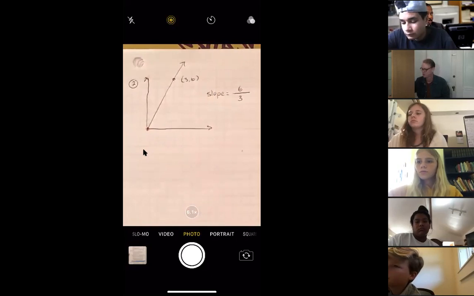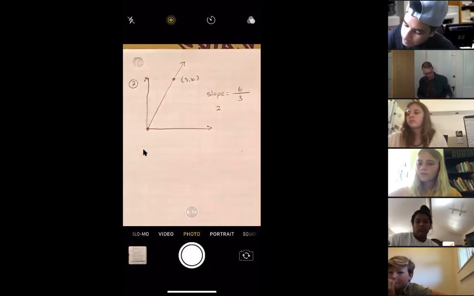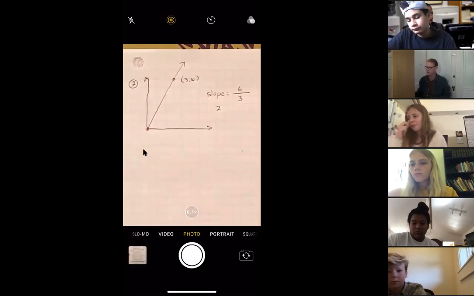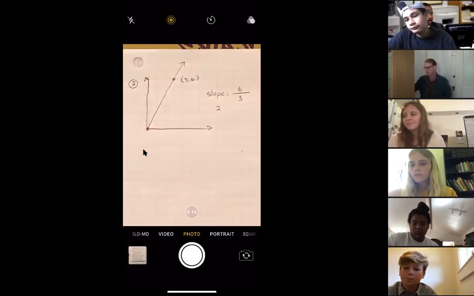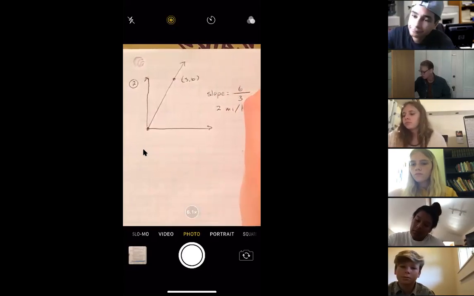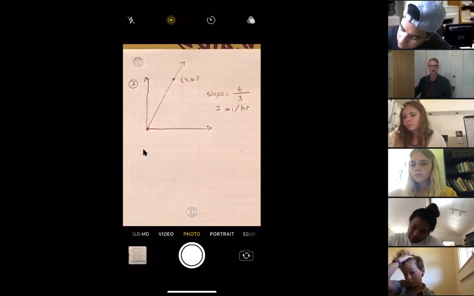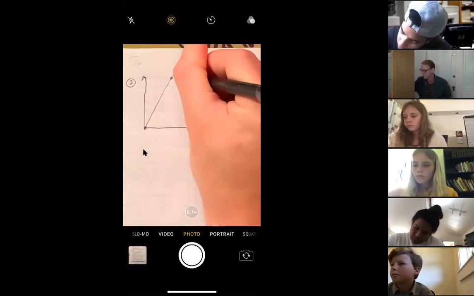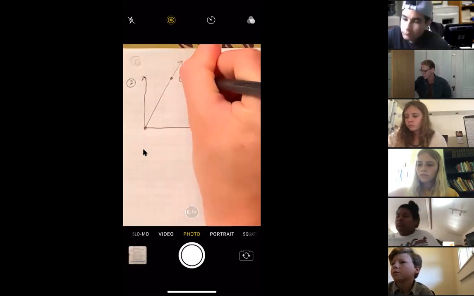2, 2, you got it. So Lacey got it. So instead of having my point at 4, 6, I have my point at 3, 6. And so to find the speed, if it was 3, 6, would be 2 miles per hour. What do you guys notice with the coordinate point here?